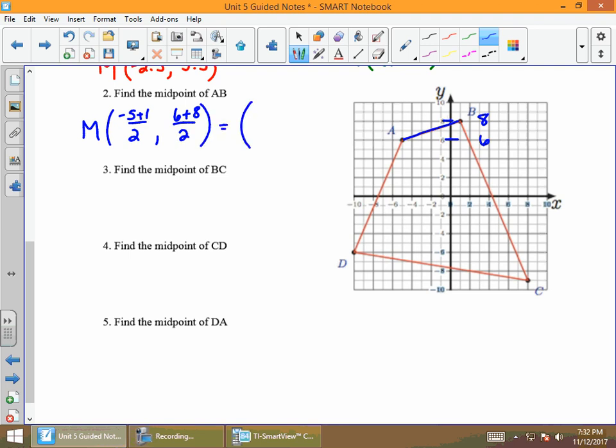All right, so what is that? -5 plus 1 is -4, divided by 2 is -2. 6 plus 8 is 14, divided by 2 is 7. So the midpoint of AB is negative 2, positive 7.